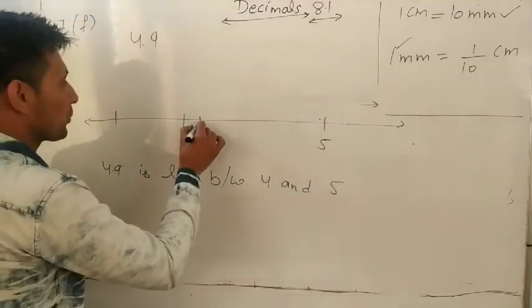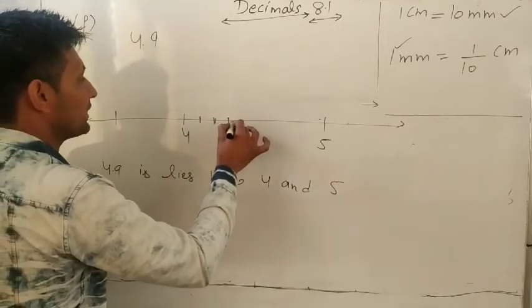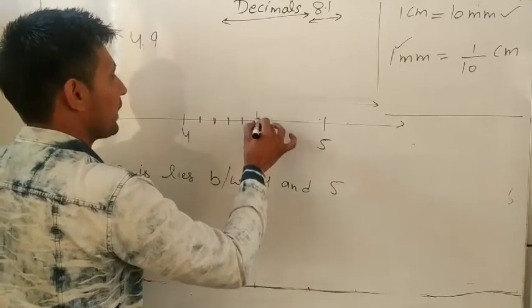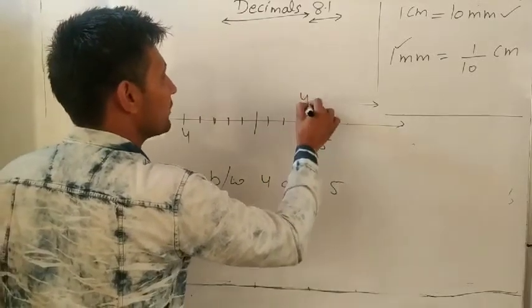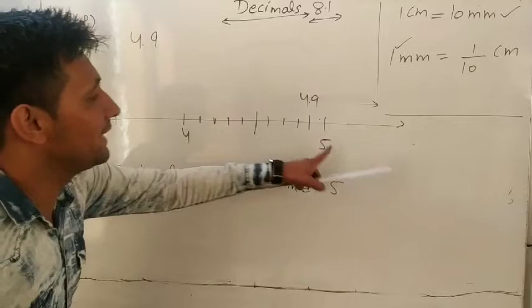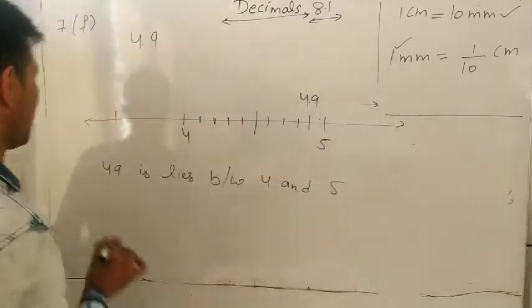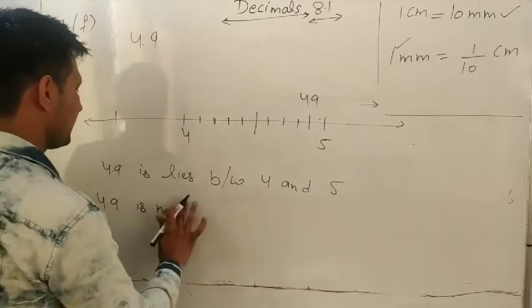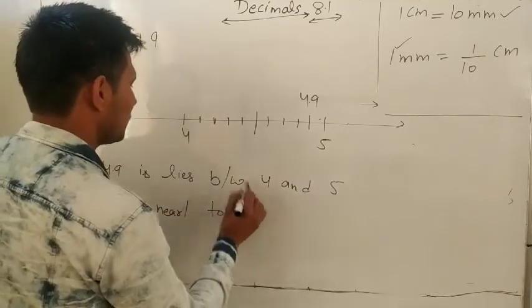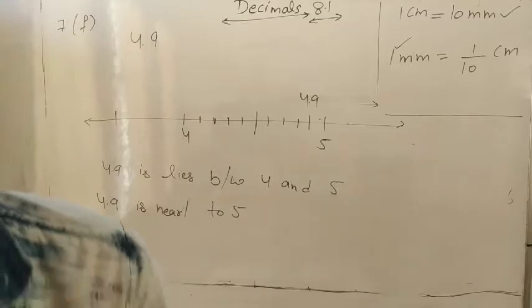It means first 4.1, 4.2, 4.3, 4.4, 4.5, 4.6, 4.7, 4.8 and 4.9 and then 5. So 4.9 is near to 5 or 4? Is it 5? So 4.9 is near to 5. It is your answer. Next question.